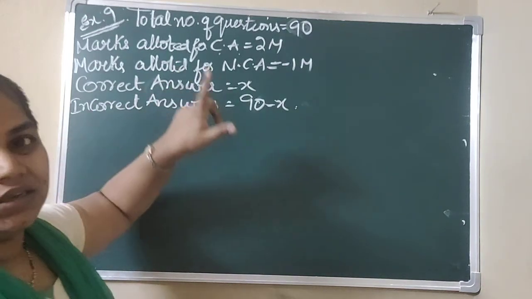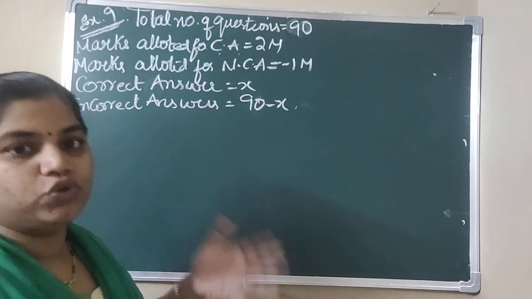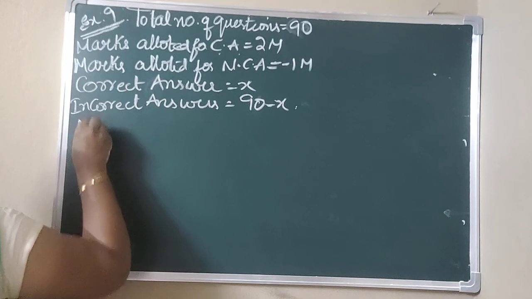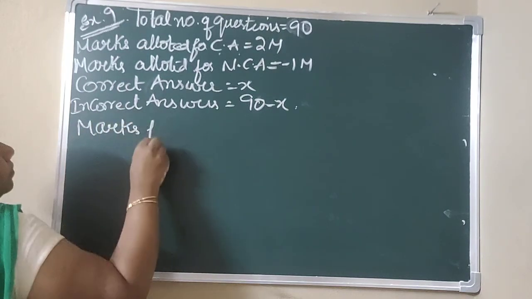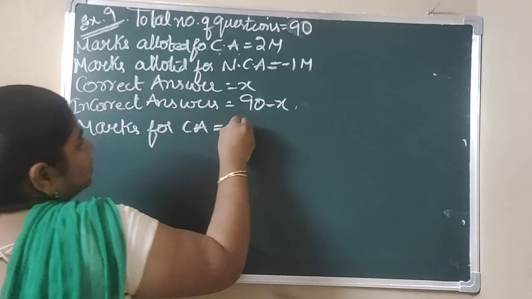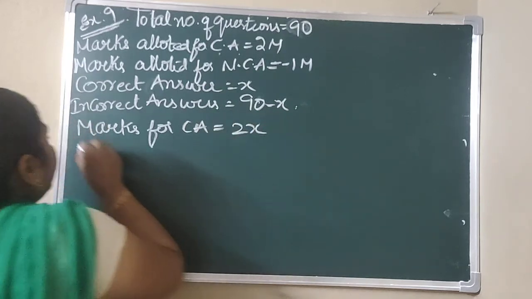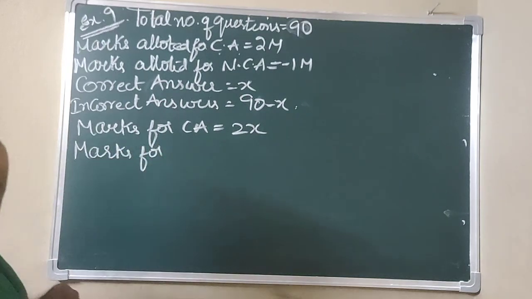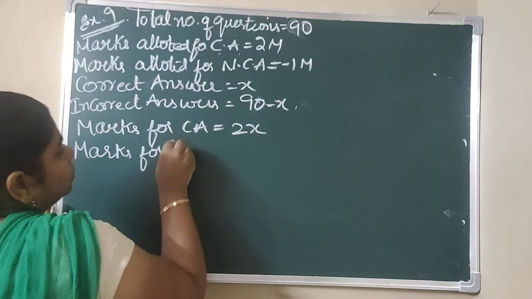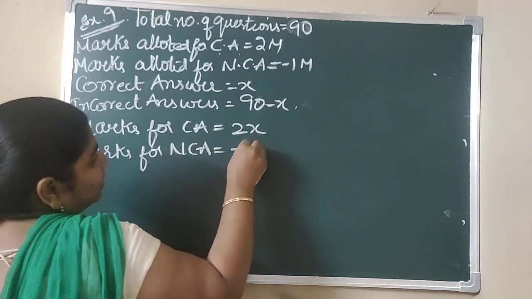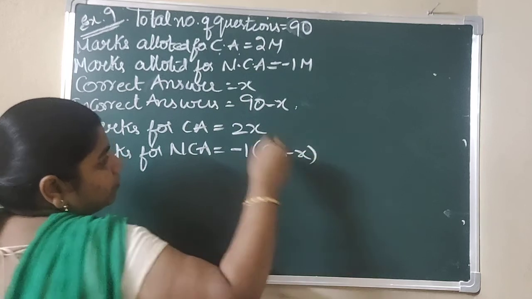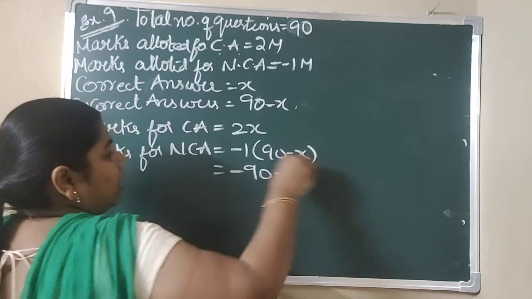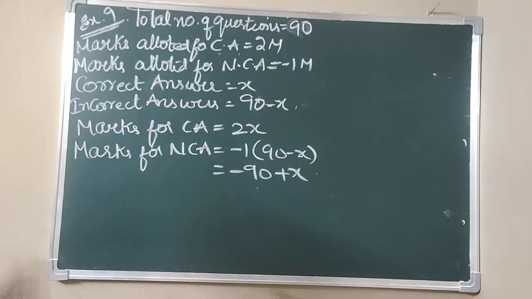For 1 correct answer 2 marks, for 2 correct answers 4 marks. So for X correct answers it will be 2X. So marks for correct answers will be 2X marks, and for every incorrect answer they have deducted 1 mark. So marks for incorrect answers will be -1 into 90 minus X. Okay, so if you multiply, this will be -90 plus X. So this is for incorrect marks and this is for correct marks.